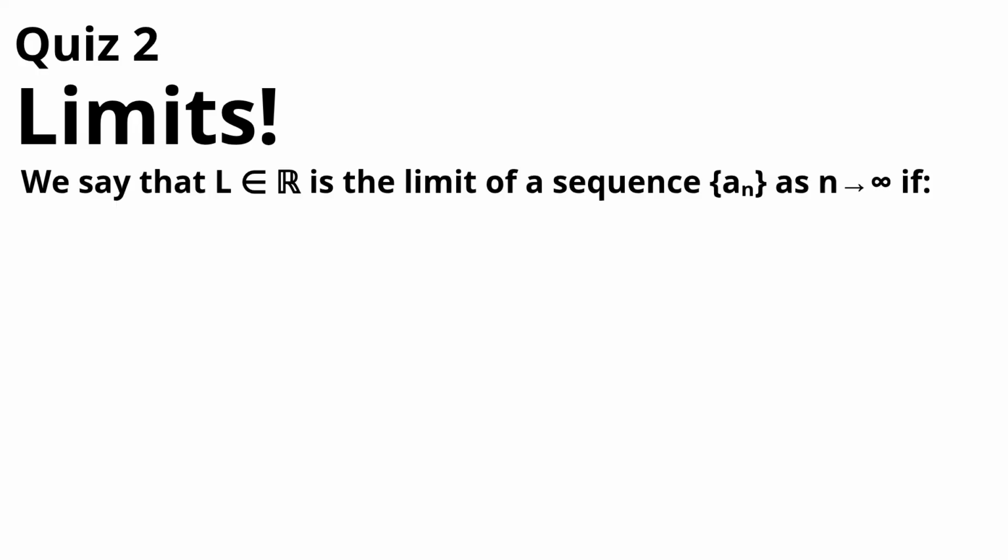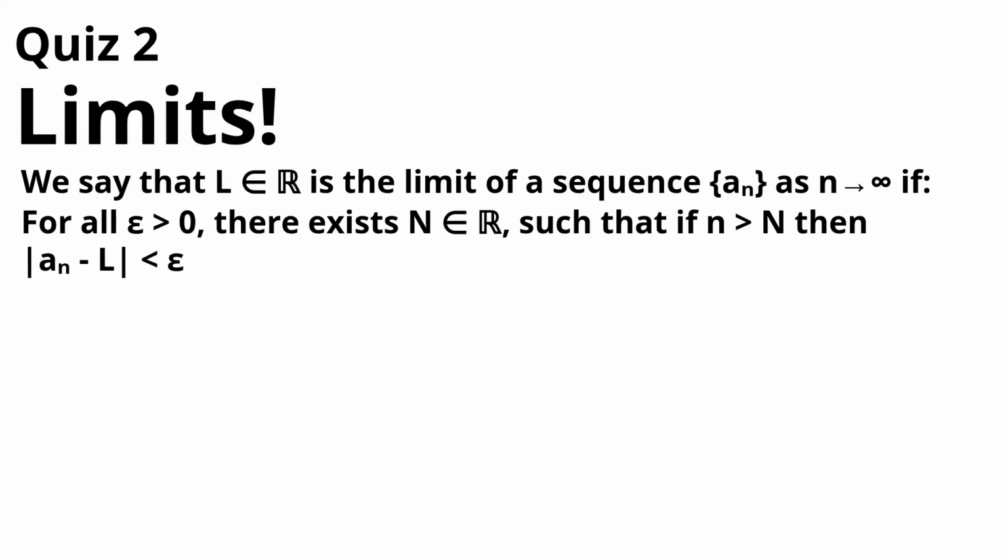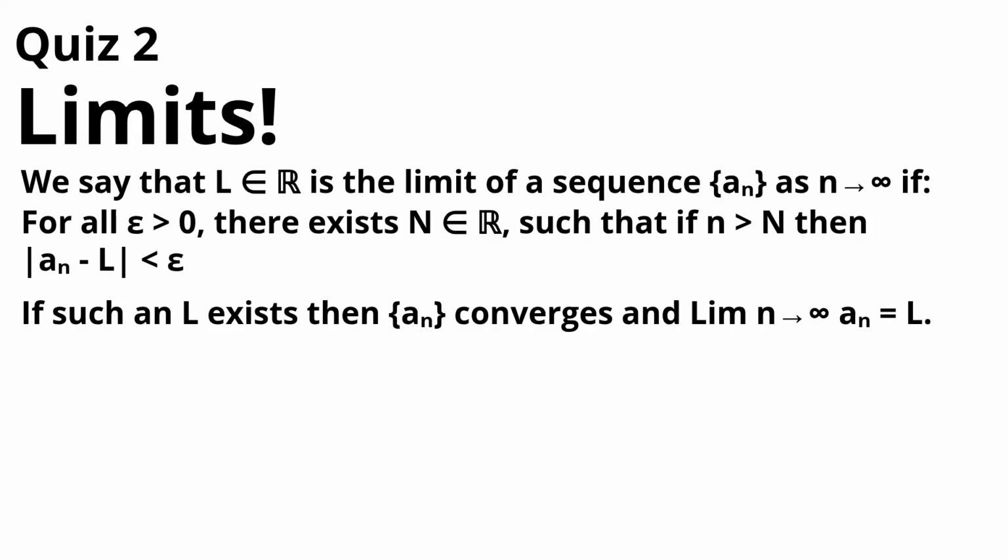Limits! This is the part everybody hates. We say that L, an element of the reals, is the limit of a sequence a at n as n approaches infinity if, for all epsilon greater than 0, there exists a capital N, an element of the reals, such that if n is greater than capital N, then the absolute value of an minus L is less than epsilon. If such an L exists, then a at n converges and the limit as n approaches infinity of a at n equals L. If not, then a at n diverges.